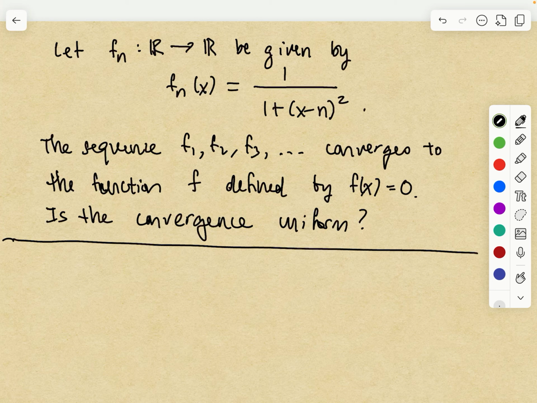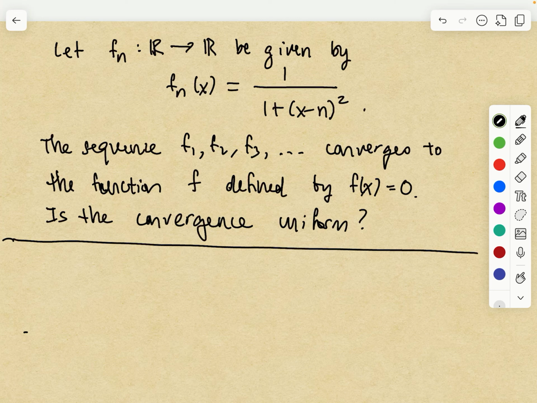So f is just the constant function 0, and we don't need to prove that the sequence converges, although we should know how to prove it. In this problem, the question is just asking whether the convergence is uniform. To decide if the sequence converges uniformly, it really helps to know what the limit function actually is. In this case, we're told that it's just f of x equals 0.